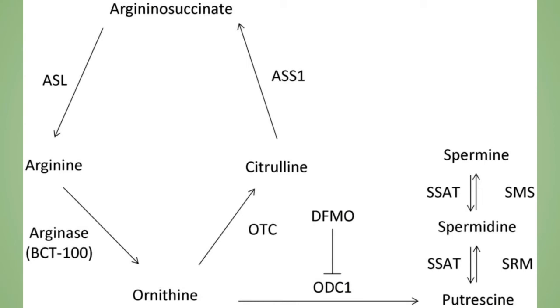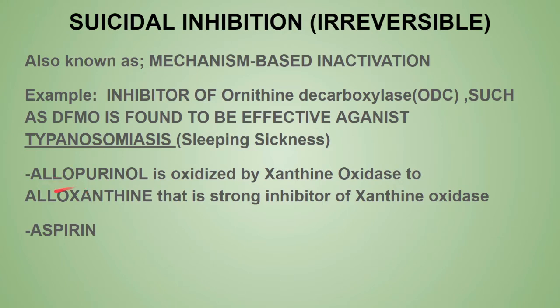The next example is allopurinol. Hypoxanthine is converted to xanthine by the enzyme xanthine oxidase. But allopurinol will bind with this xanthine oxidase enzyme and form alloxanthine, and so no product is formed, and there is strong inhibition of the xanthine oxidase enzyme.